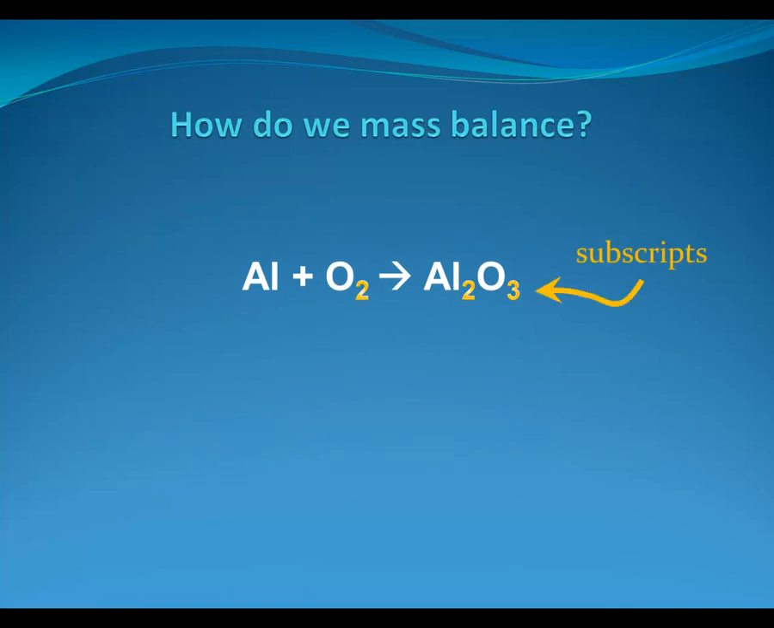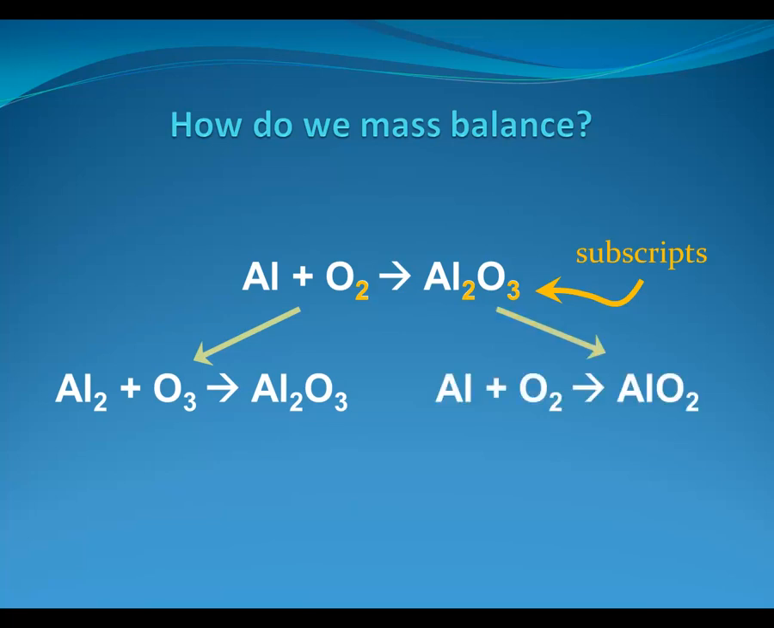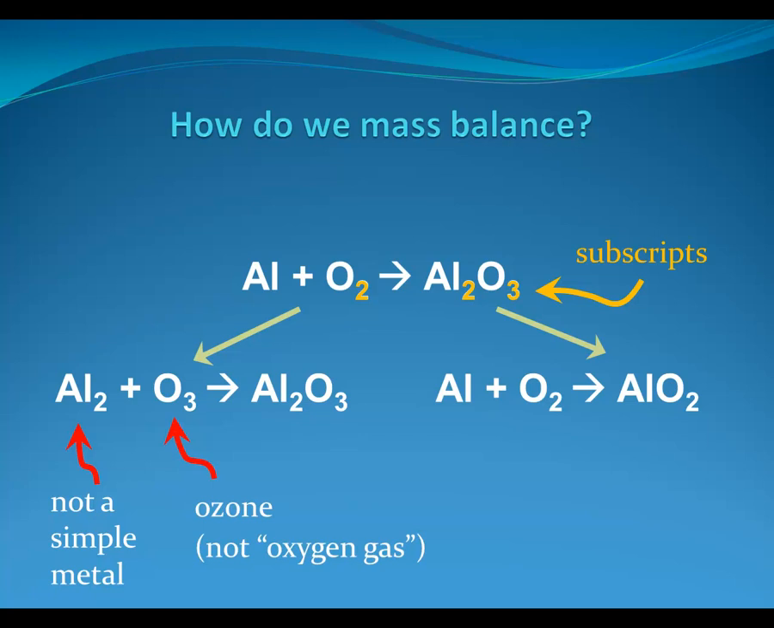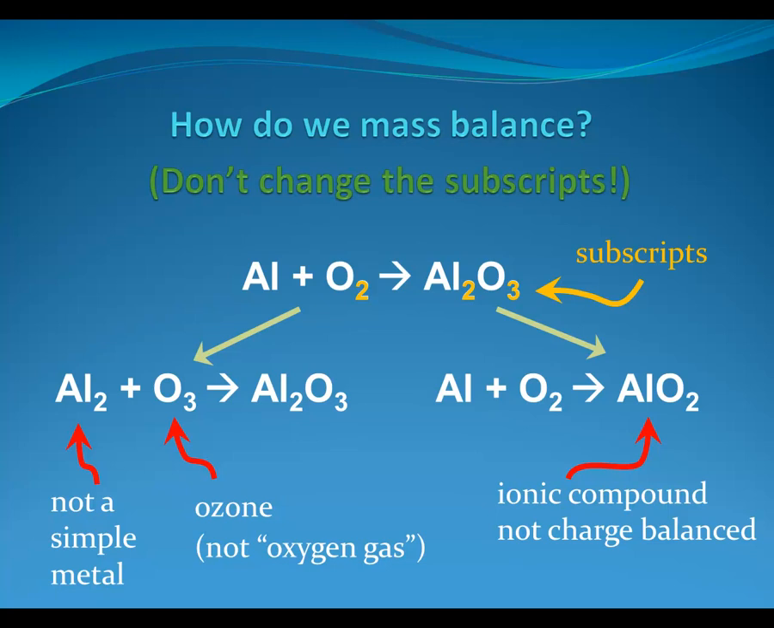Well, one possibility would be to change the subscripts. Let's do two examples of that. On the left, I've changed the subscripts in the reactant side. On the right, I've changed the subscripts on the product side. Both of these reactions are now mass balanced, but they're also incorrect. For example, Al2 is not a simple metal, and O3 is ozone, not oxygen gas. AlO2 is an ionic compound that's not charge balanced, which can't happen. Neither of these two answers can be correct. So we can't change the subscripts.